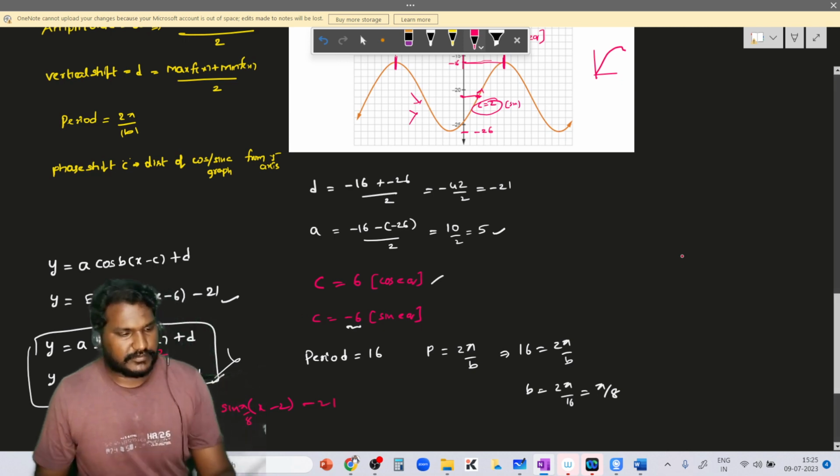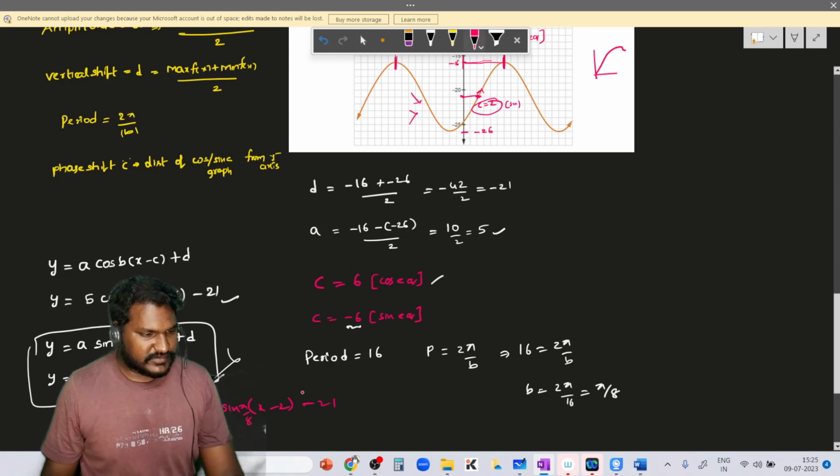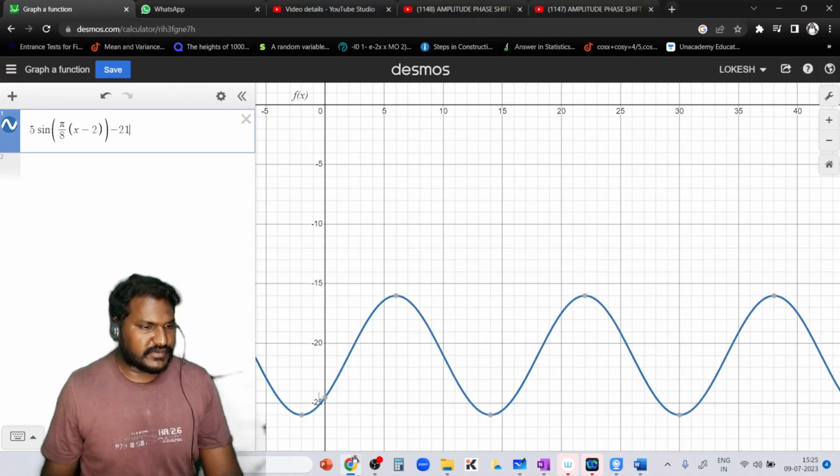That's it. Yeah. So C is actually minus 2 here. Okay. So our equation is x minus C. So if you put 2 here, it will become x minus 2 minus 21. So that's perfect.